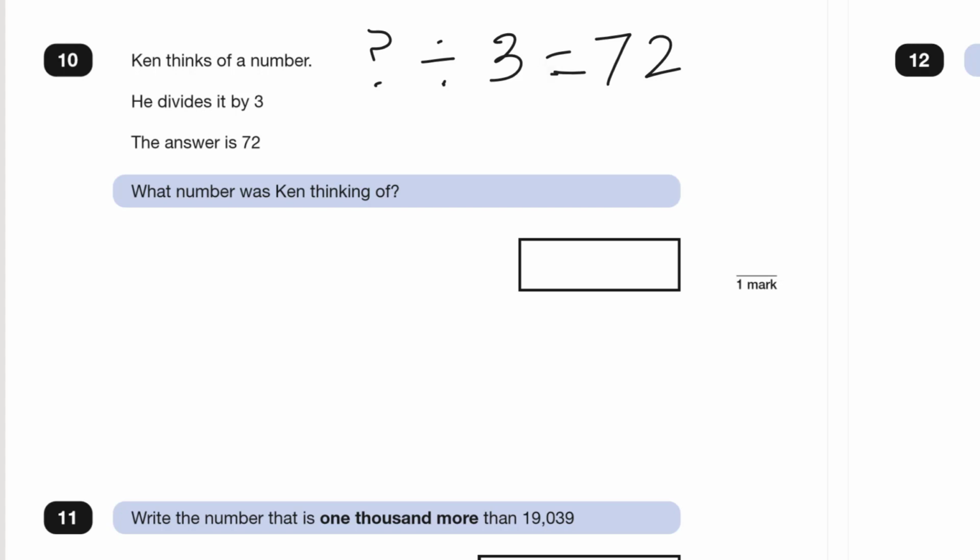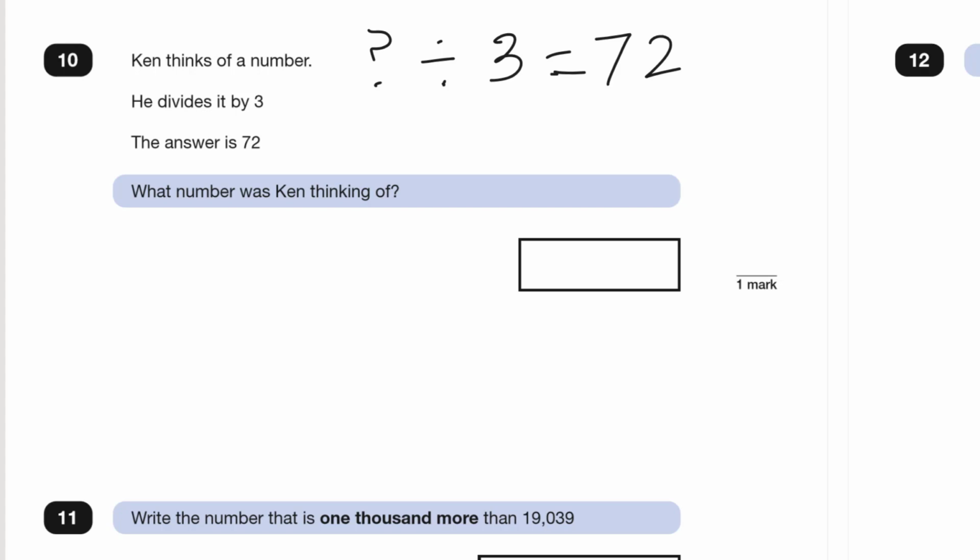This is actually an algebraic expression because we've got a missing value here. We've got a number that we're not sure of, so we're replacing that number with a symbol. It could be a letter or just a symbol. So something divided by 3 is 72. Now when you write it like this, hopefully you can see that if you use the inverse, you will be able to figure out what the answer is.